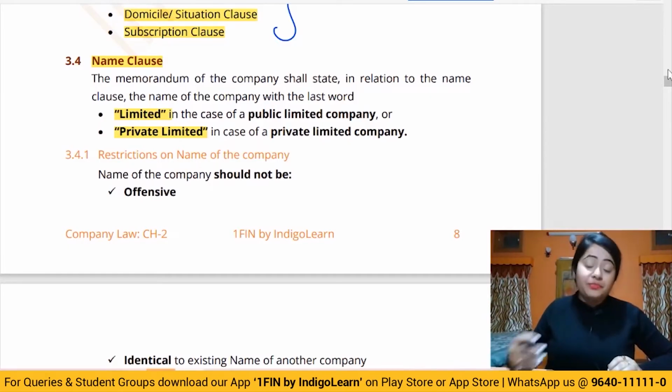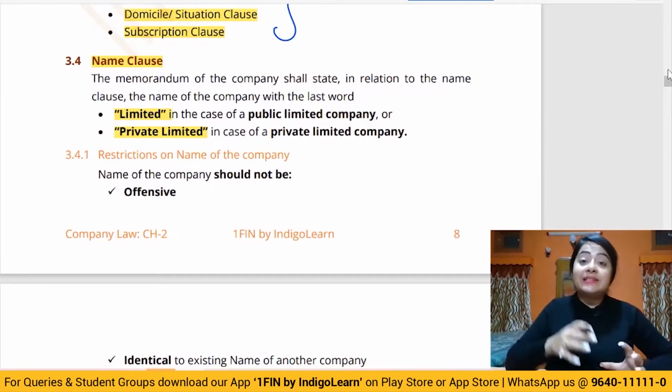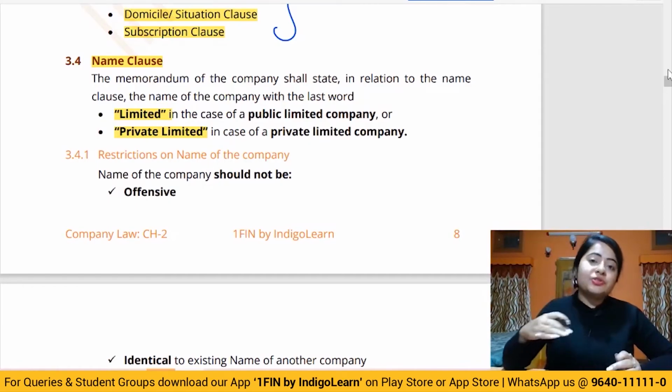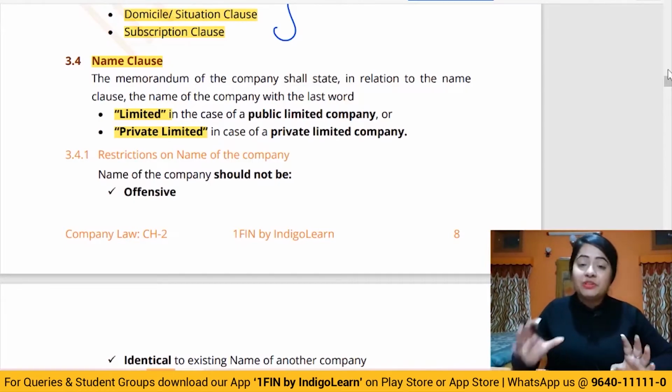Now, with respect to name, whenever the company wants to select a name for a company, that name should be as per certain criteria. If you're starting a company, we definitely want to think about the name of the company. Now, what kind of name can we keep for the company? With respect to that, the Companies Act has something to say.